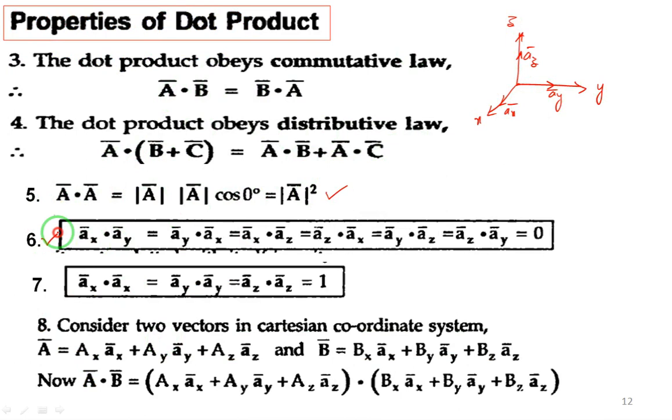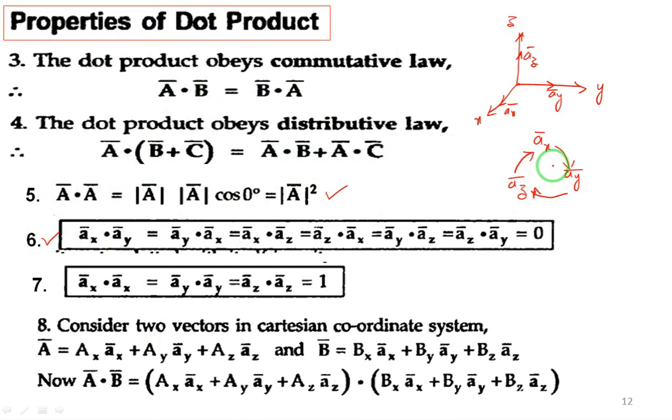This is property 6, dot product of unit vectors. Just for my reference, I will write it here: ax, ay, az, in the clockwise direction. There is a reason why I am taking it like this, and I will tell you. First, all the three unit vectors. Okay, I have made a mistake. I have to put a bar. Until and unless I put a bar, they are not vectors, right?